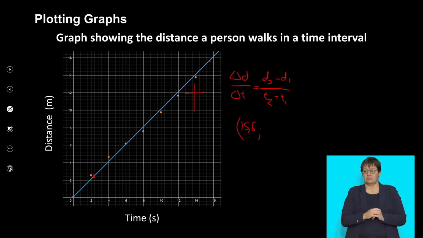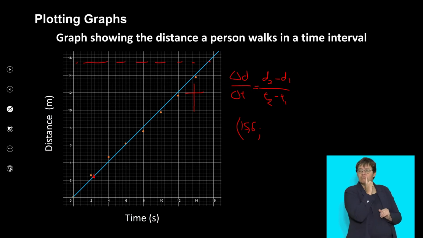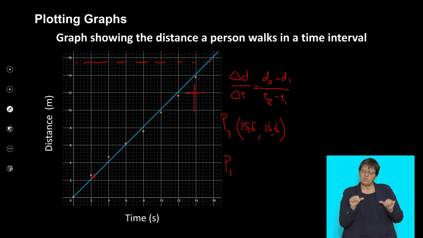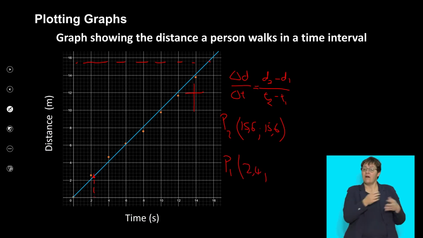And the dependent value is going to be 15.6 as well. So those 2 points, 15.6, 15.6, that is point 2. What about point 1? Well, point 1 is all the way down here, and I'm going to just estimate that that's going to be about there, which is 2.4. And guess what? The value on this side is also 2.4. So we've now got to plug those values into that equation, and we're going to get the gradient calculation.